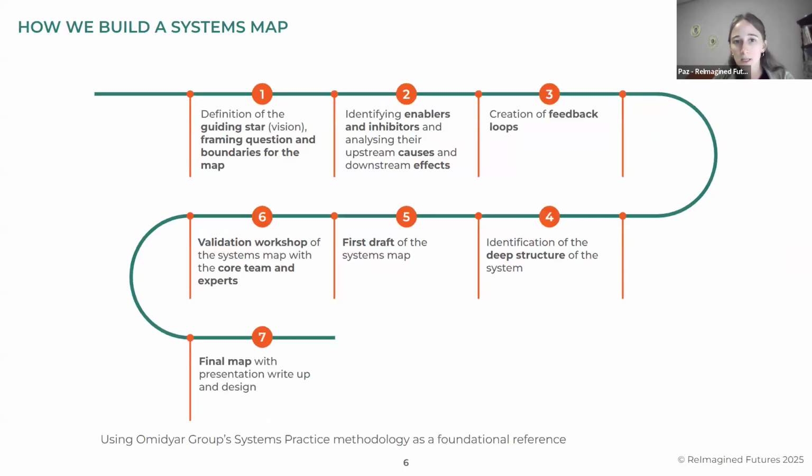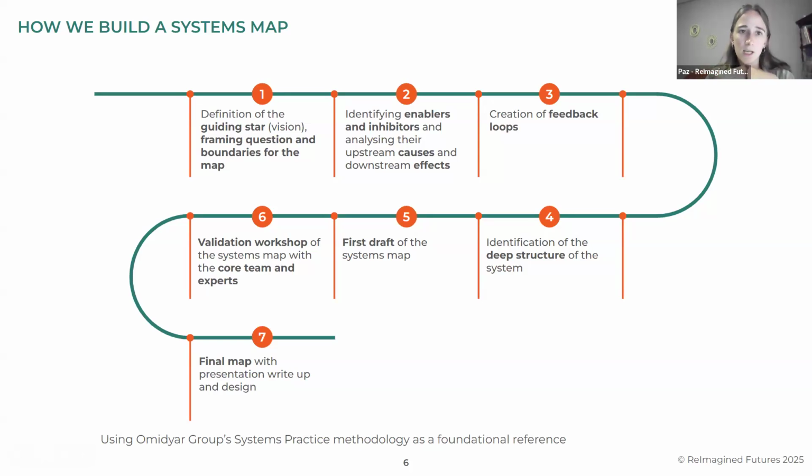Okay, so how do we build a systems map? I know that maybe most of you have seen a system map before, but maybe you weren't part of a systems mapping process. Has anybody here participated in a systems mapping process before? No. Okay, this is interesting. So basically, we base our methodology on the Omidyar Group systems practice methodology, which is free and online. You can all see it.